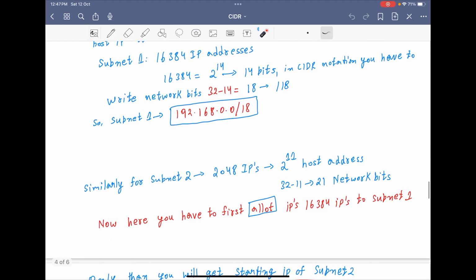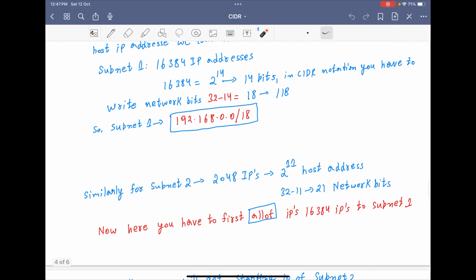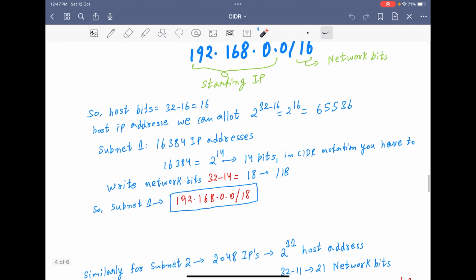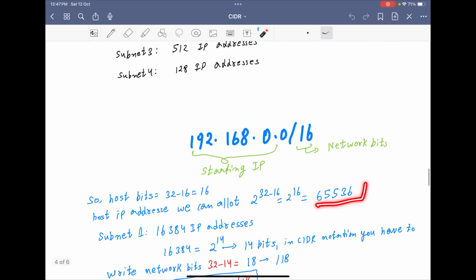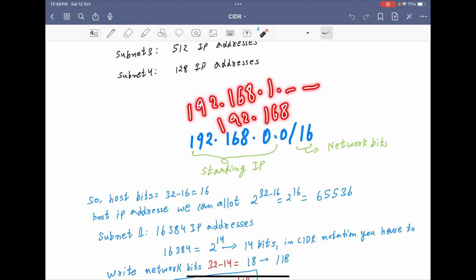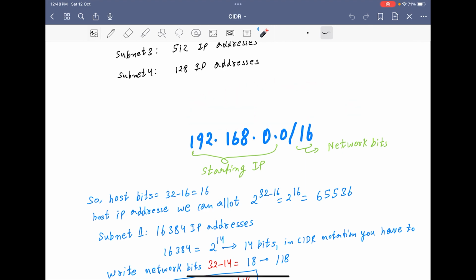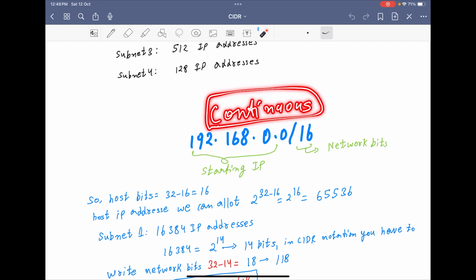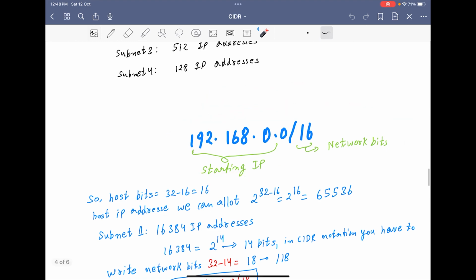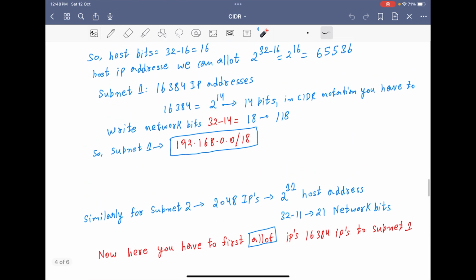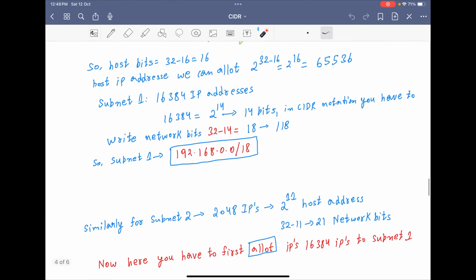For subnet 2 we first have to allot 16,384 IPs to subnet 1. Only then can we proceed towards allotting IPs to subnet 2. So here actually you can allot any of the IP addresses in 65,536, like 192.168.1 and so on, 192.168.64, and so on. But here we are trying to allot continuous subnets so that you can have optimal use of your VPC CIDR network space. So here we have allotted 16,384 IPs to this subnet.